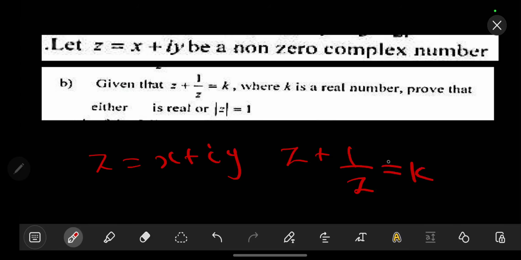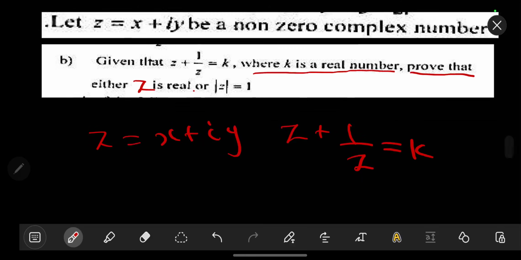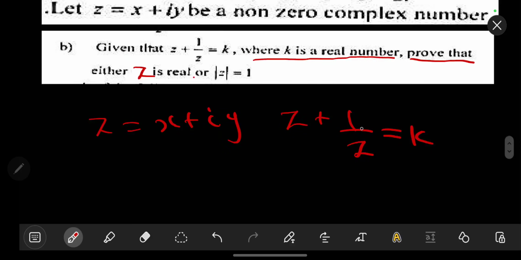So we are here. Let z be equal to x plus iy, a non-zero complex number, given that z plus 1 over z is equal to k, where k is a real number. Prove that either z is real or the absolute value of z is equal to positive 1. So let's prove this. Our z is equal to this, so we are going to use it to show that either z is real or the absolute value of z is equal to 1.